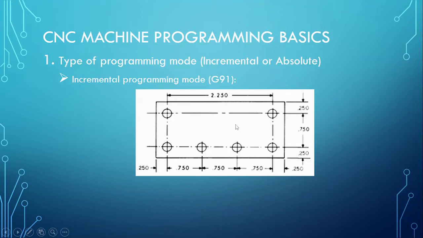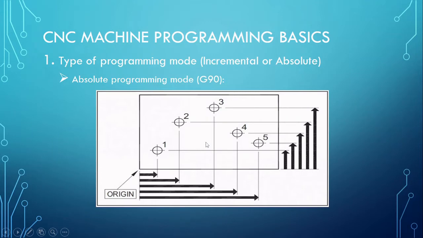So the current coordinate of operation, its origin is measured from the previous coordinate of operations. That is the incremental. So there's no common origin. However, you measure the origin of the current point of operation from the previous point of operation. That is for incremental. For absolute, the programming code for the absolute is the G90.